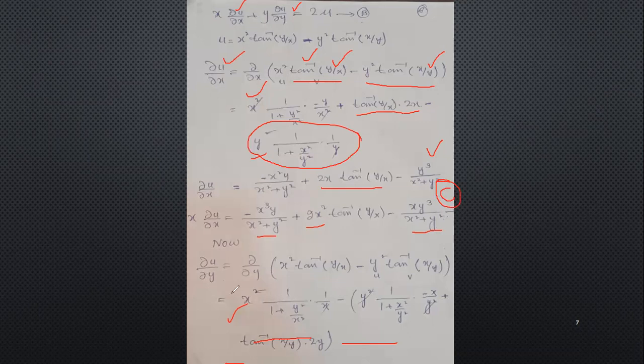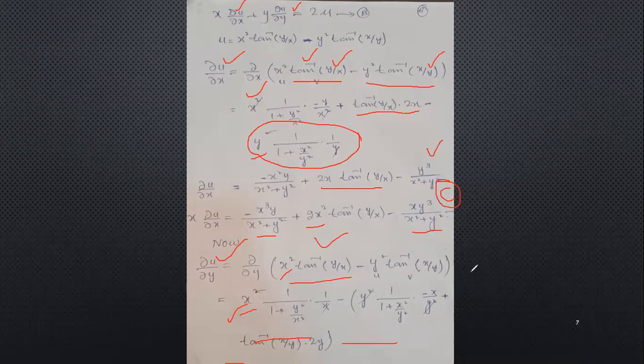Now we take the partial derivative of u with respect to y. So here we have one term with y. Here x square we consider as a constant, and the derivative of this term is 1 upon 1 plus y square upon x square into 1 upon x. But we use here the u into v formula. So after applying the u into v formula, we get y square into 1 upon 1 plus x square upon y square, minus x upon y square, plus tan inverse x upon y into 2y.